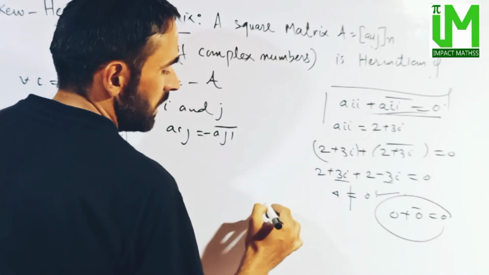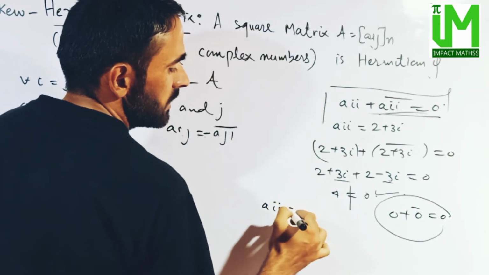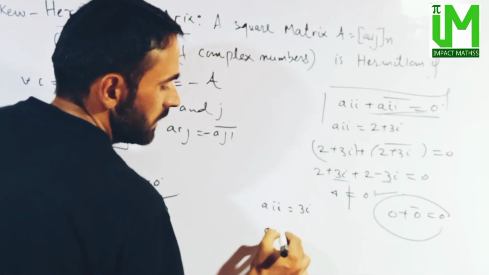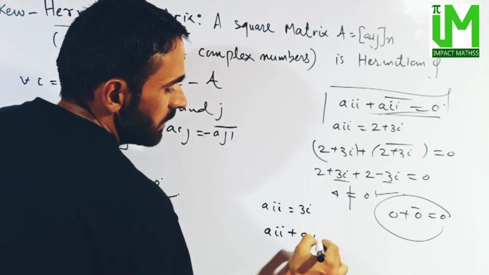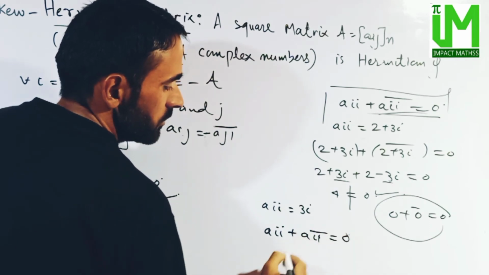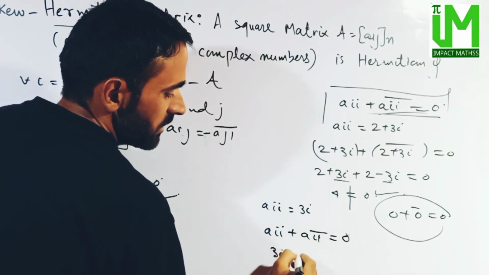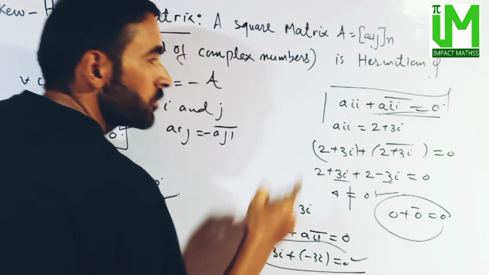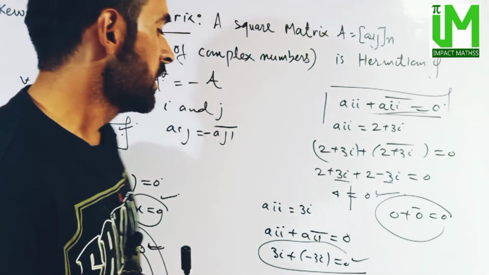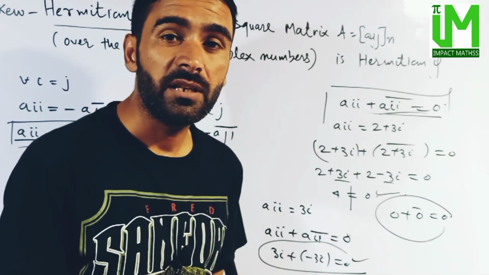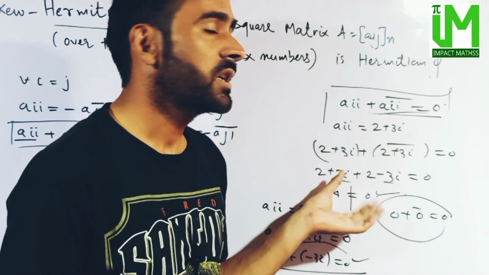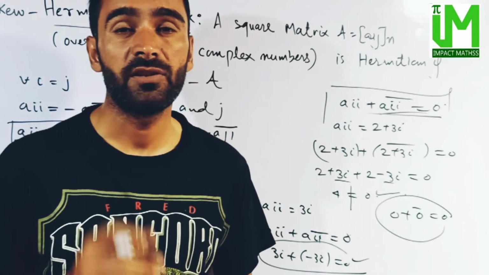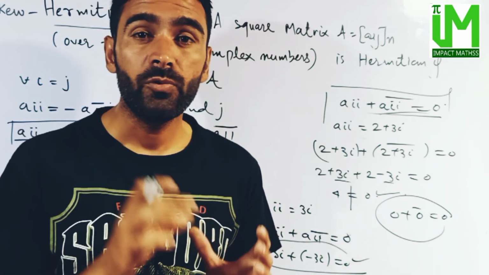So if we take a_ii is equal to 3 iota, in that case we have a_ii plus a_ii bar is equal to 0. So this will be 3 iota, इसका बार होगा minus 3 iota. So ये होगा in this case 0 के बराबर. So the equation holds true only when we are dealing with a pure imaginary number or 0, क्योंकि ये equation तभी satisfy हो रही है. So for diagonal entries of a Skew-Hermitian matrix they are necessarily to be 0 or pure imaginary.